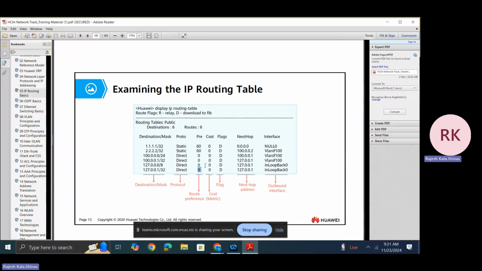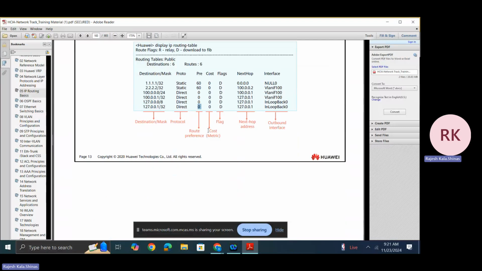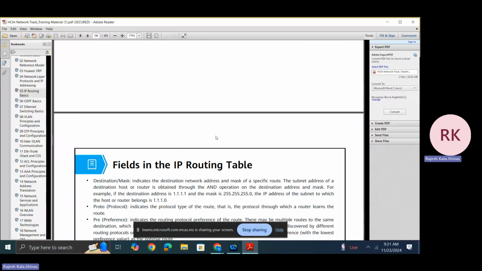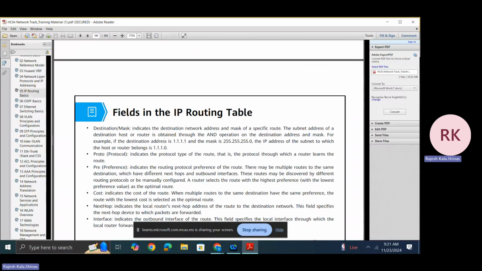In Cisco we call it administrative distance. So whichever route has minimum administrative distance will be given higher priority. So here we'll choose the routes with 0 preference. They are going to the same destination and the preference is lowest, so we choose the lowest one. We'll see examples. Whatever preference I told, everything is here.